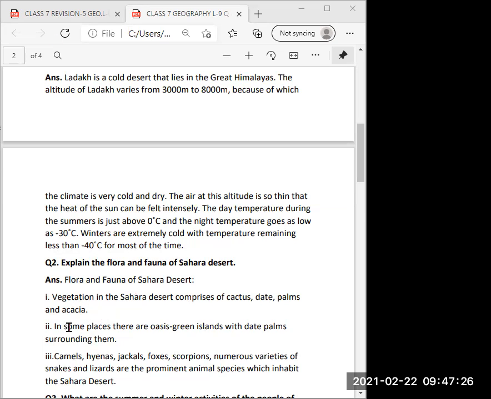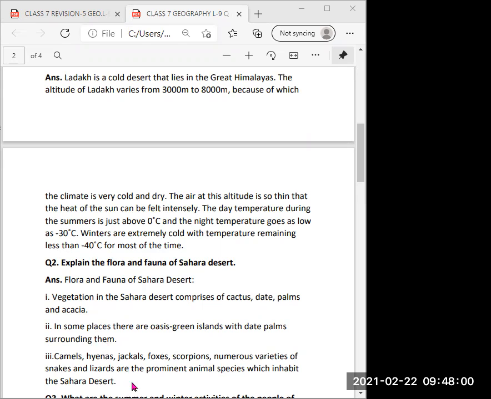Yes. Now first in this we will write down: vegetation in the Sahara Desert comprises of cactus, date palms and acacia. Vegetation means natural vegetation. Natural vegetation means plants. So what do plants comprise of in Sahara Desert? Cactus, date palms and acacia. These are the four types of vegetation found in Sahara Desert.